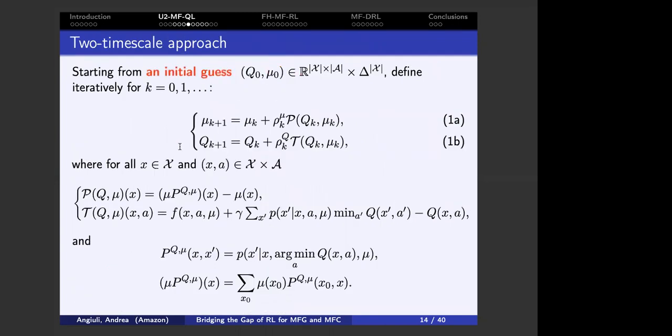Now, our algorithm is based on two update rules. One for the distribution mu and one for the matrix Q. And the update rules are defined on two learning rates, rho mu and rho q, and two operators, P calligraphic and T calligraphic. In particular, P calligraphic, when equal to 0, will give a stationary distribution, such that the distribution at the next time point will be equal to the same distribution at the time before. And the operator T calligraphic, when equal to 0, is actually solving the Bellman equation that we discussed previously. So the role of rho mu and rho q is essential in this approach.